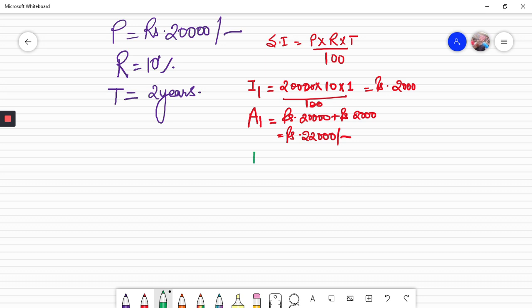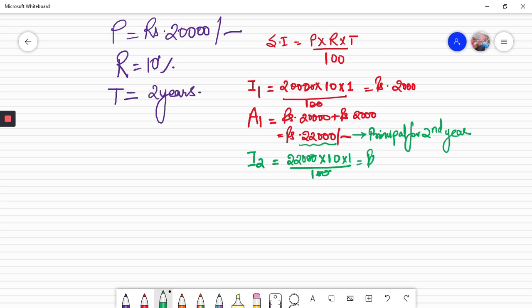So interest for the second year will be equal to, now this particular value will be the principal for the second year. So substituting the values, this is 22,000 into 10 into 1 upon 100. Do the necessary calculations. So 2 zeros will be cancelled. So it is rupees 220 into 10, that is 2,200.